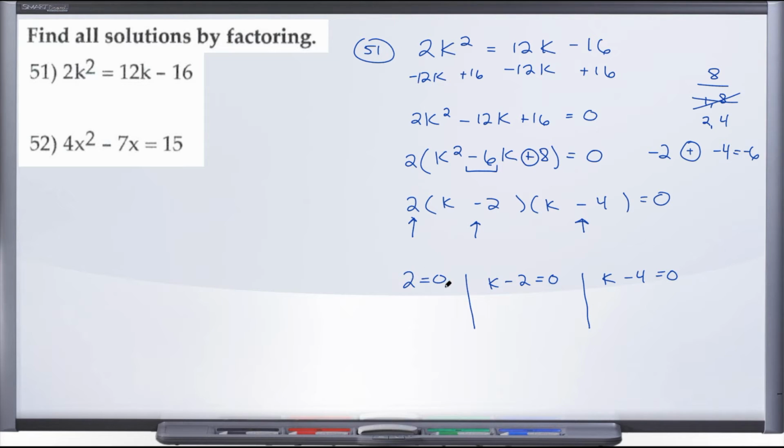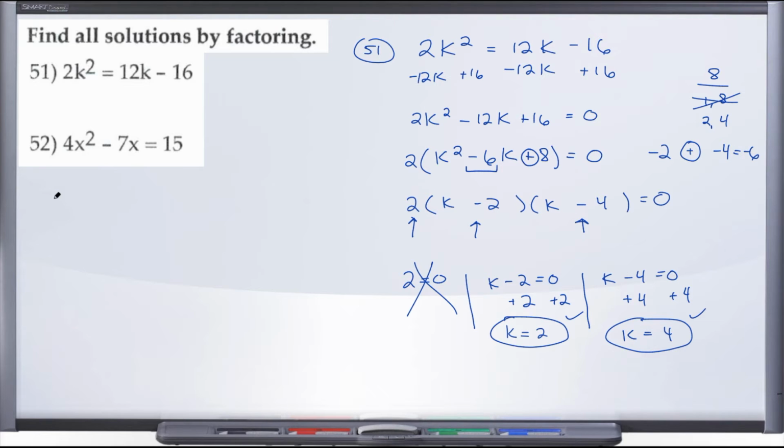The first one, 2 equals 0, is the easiest one to solve because, is this a true statement? Does 2 equal 0? No, it sure doesn't. That's a false statement, so we drop it completely. Don't even worry about it. But for these last two, we can solve for k. We can add 2 to both sides here, so we get k equals 2. And we'll add 4 to both sides here, and so we get k equals 4. And there you have it. We have found all the solutions to this equation by factoring.